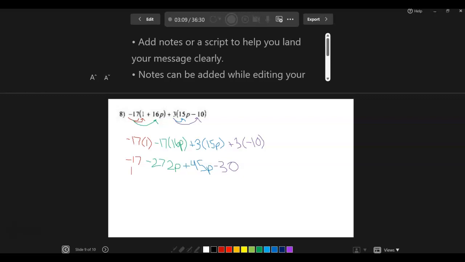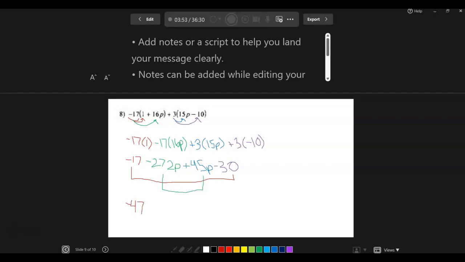All right, now we'll combine our numbers and we'll combine our p-values. So we have negative 17 and negative 30. Always take the sign in front of the number. So negative 17 and negative 30. Think about it. If you're 17 feet below the water level and you go down 30 more feet, now you're 47 feet below the water level. Negative 47.